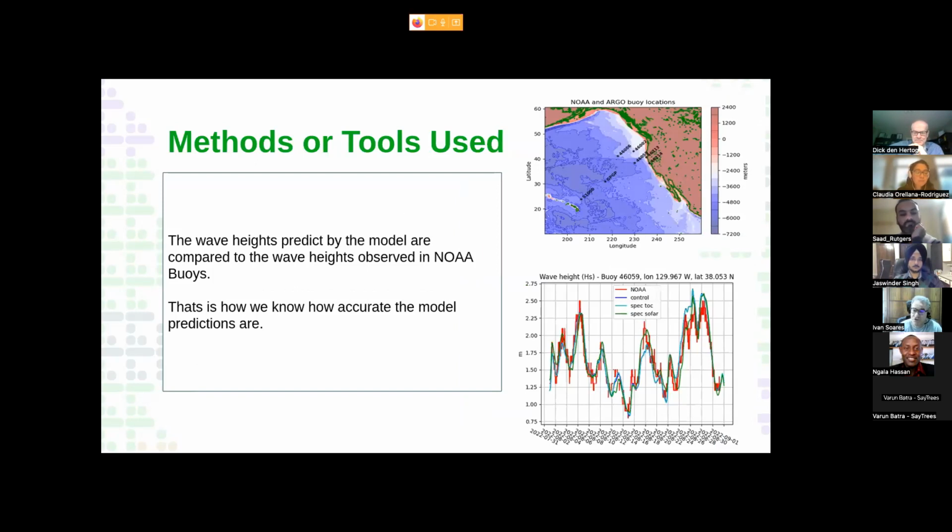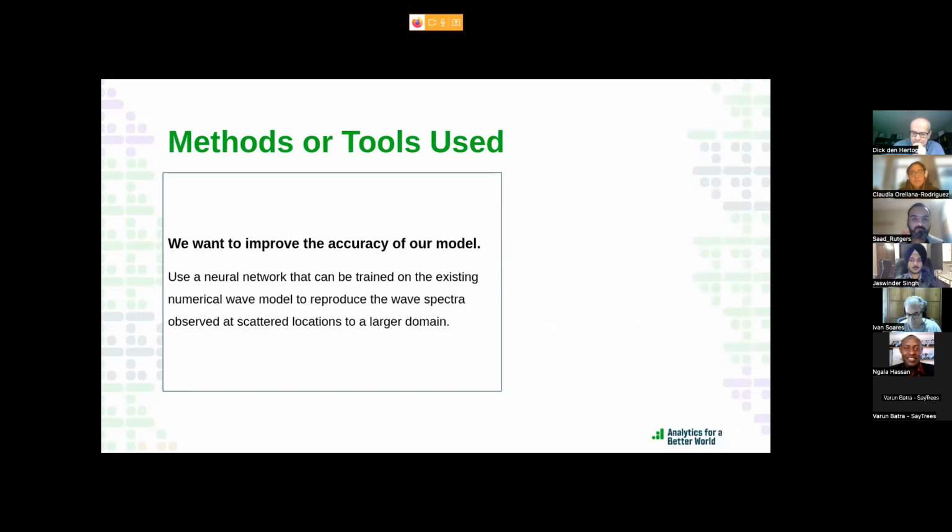I download those observations from NOAA buoys. NOAA is the American agency, the National Oceanic and Atmospheric Administration. And NOAA has many buoys in the North Pacific Ocean collecting wave spectra, wave energy, wave height. And then I compare the outputs of the model with the observations. And from the comparisons, I know that the model is doing good in some places and in others not doing so good.